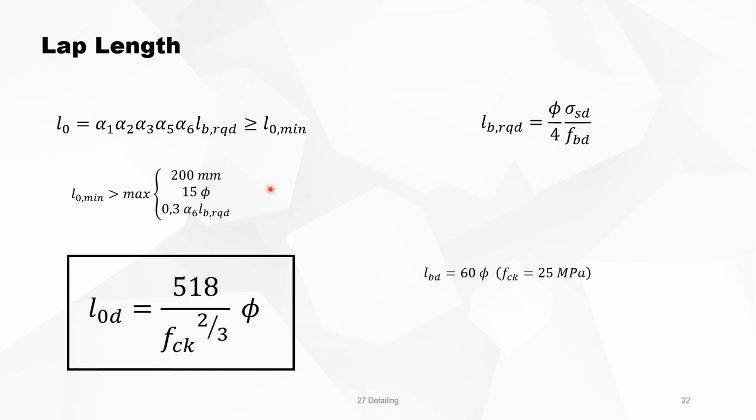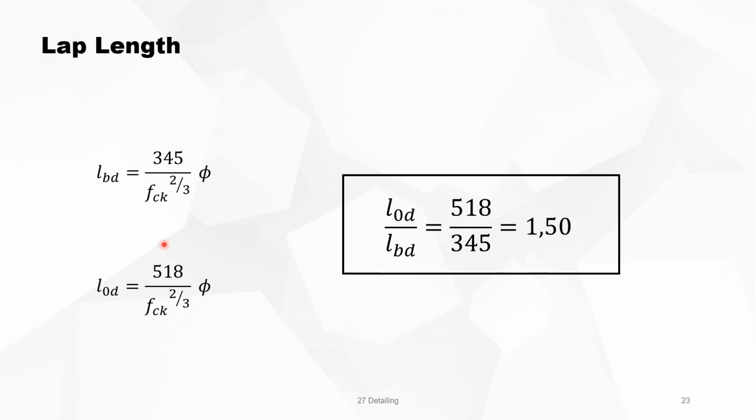If you take the most common cases and you work this formula, then you see that the design value of the lap length is 519 divided by FCK to the power 2/3 times the diameter. Again, this assumes that the steel is working at 435 megapascal. If you take a concrete quality of 25, you get 60 times the diameter, and a concrete quality of 30, you have 54 times the diameter.